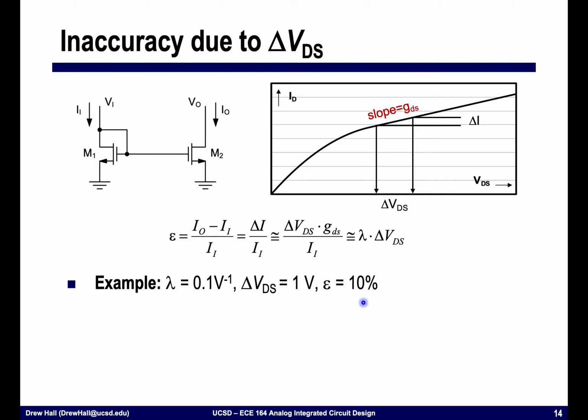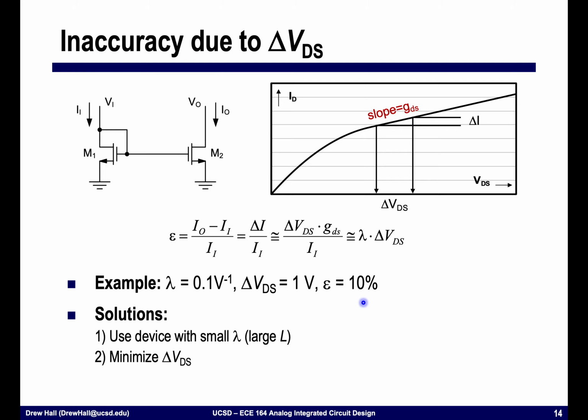And typically this is a little bit larger than we would like. So how can we go about fixing this? There's really two solutions that are pretty obvious. One, we can use a device that has a small lambda. Typically this means large length, or large L. Since we know that lambda is a function of L, we can simply increase the length, and channel length modulation becomes less of an issue.